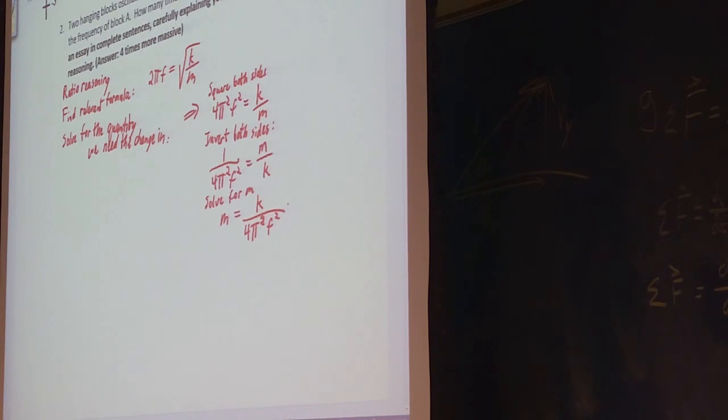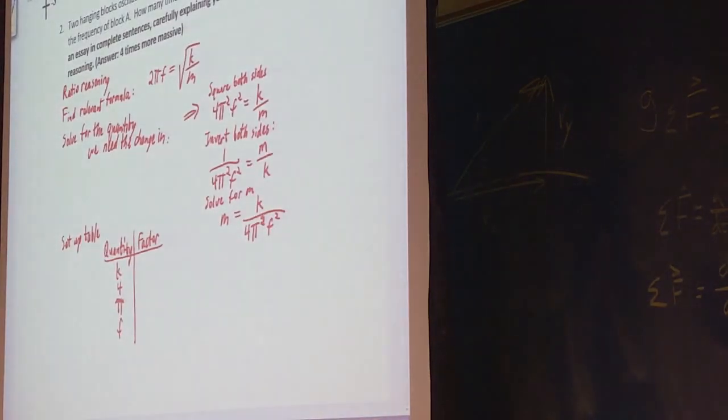All right. So now we need to set up our table of quantities and factors. There are 4 quantities on the right-hand side. They are k, 4, pi, and f. So as we go from oscillator A to oscillator B, by what factor does the spring constant change?